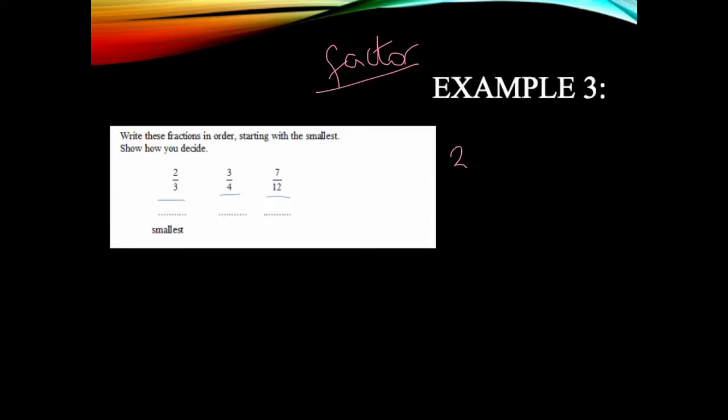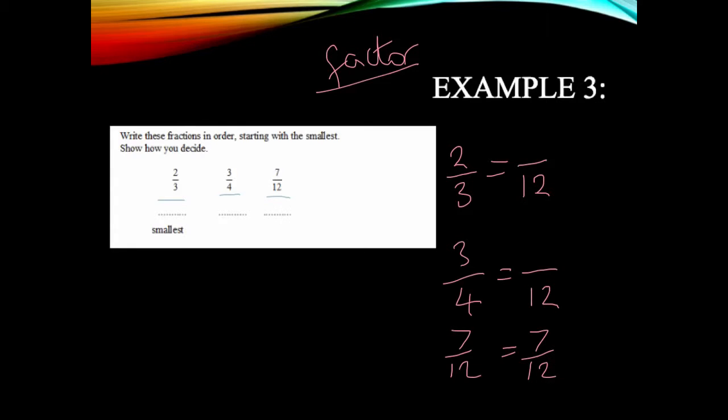Let's see them. So 2/3 we're going to write to be something over 12. 3/4 I'm going to write to be something over 12. And 7/12 is already 7 over 12. So let's see. 3 times 4 is 12. Times by 4 here. To keep it balanced, I get 8 over 12. 4 times 3 is 12. 3 times 3 is also 9 over 12. And so now I can just compare the top numbers. I've got 7, 8 and 9.